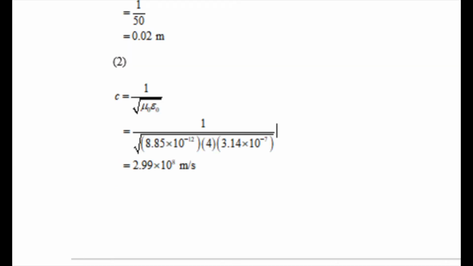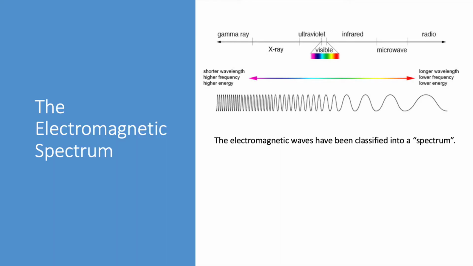And last but not least, the answer to number 2. Electromagnetic waves have been classified into a spectrum. This is because they have extremely wide ranges of frequencies and wavelengths, so this forms the continuum for the spectrum. As seen in the image above, the spectrum ranges from waves with shorter wavelength and higher frequency, which means higher energy, to waves with longer wavelength and lower frequency and energy. Thus the particular wavelength and frequency is a determining factor in which part of the electromagnetic spectrum a wave belongs to.